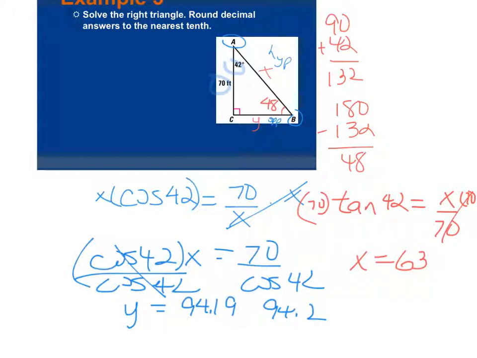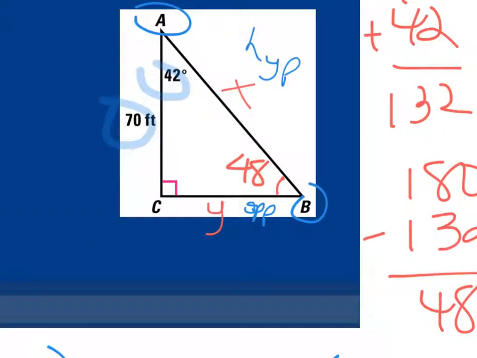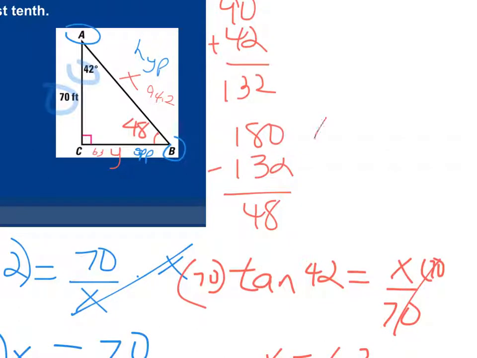Now, what I recommend you do is do the Pythagorean theorem now. And check this out. This should be 94.2, and this should be 63. So now if you did 63 squared plus 70 squared, it should equal 94.2 squared. If it doesn't, then we've done something wrong.